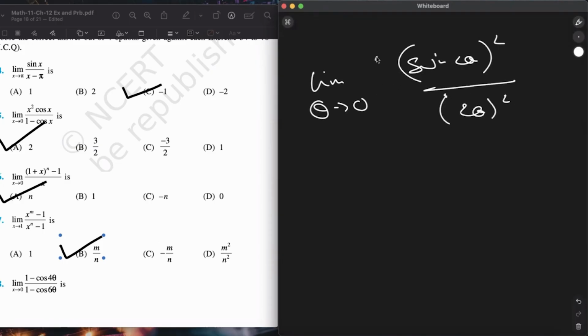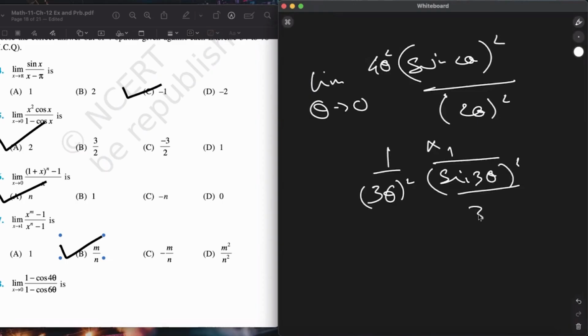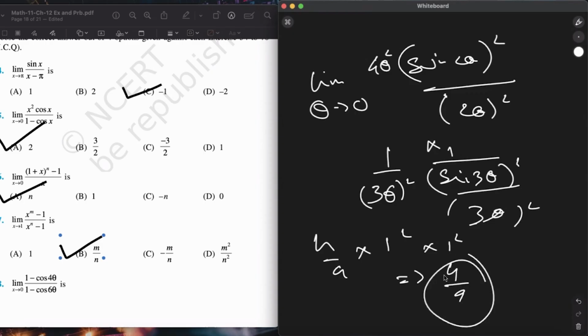2 theta whole square will be 4 theta square over here, multiplied with 1 upon 3 theta whole square into 1 upon sine 3 theta whole square, divided by 3 theta whole square. So 4 by 9 times 1 square into 1 square. The answer will be 4 by 9. So the answer to this problem is 4 by 9, first option.